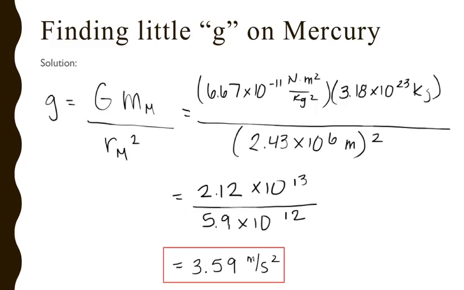Here's our solution. Our constant times the mass of Mercury divided by the radius of Mercury squared. We're assuming we're holding a ball above Mercury, same setup as last time, and it's only a meter above, so the meter actually has a negligible impact on this great distance of the radius of Mercury. We get 3.59 meters per second squared.